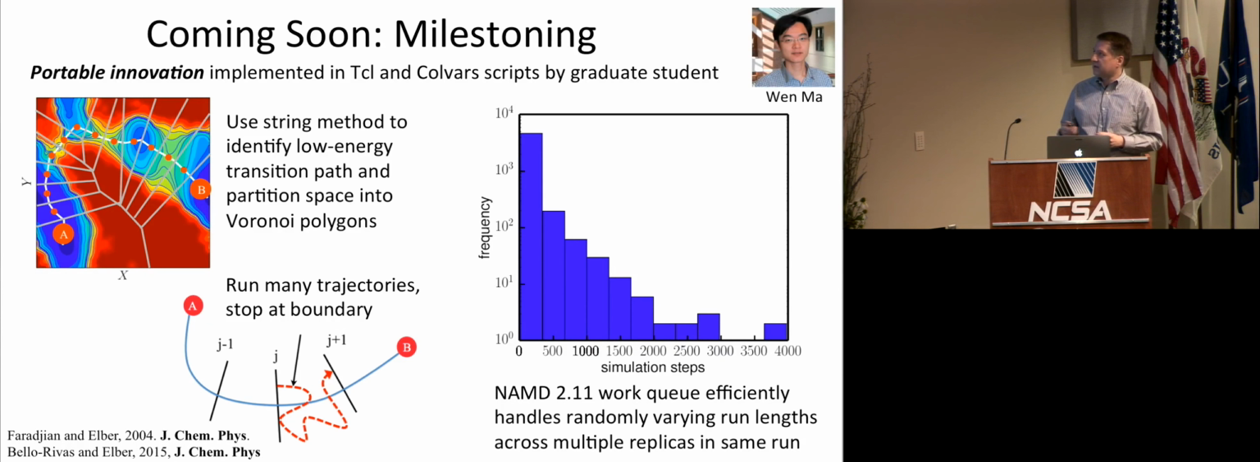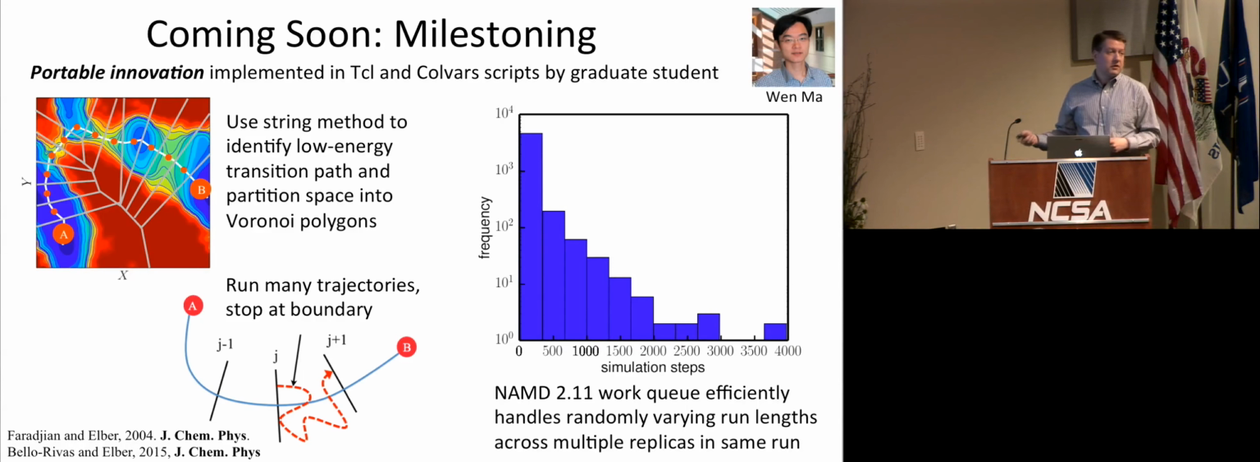So this is one example. This is a more advanced method called milestoning, which gives you not only energetics, but timescale information. And simply by running a large number of simulations starting on one hypersurface until you hit a neighboring hypersurface along a transition path.